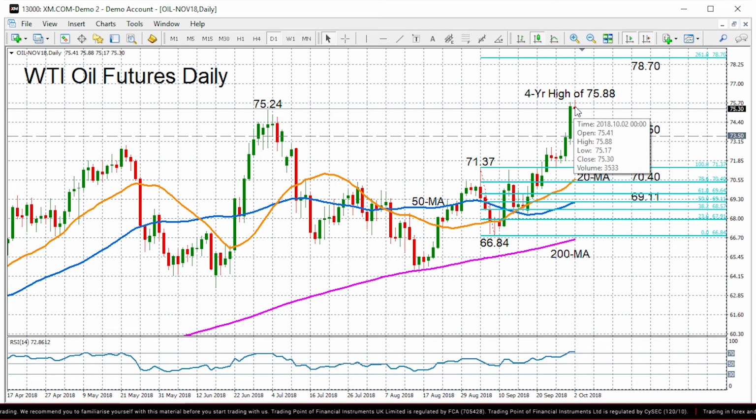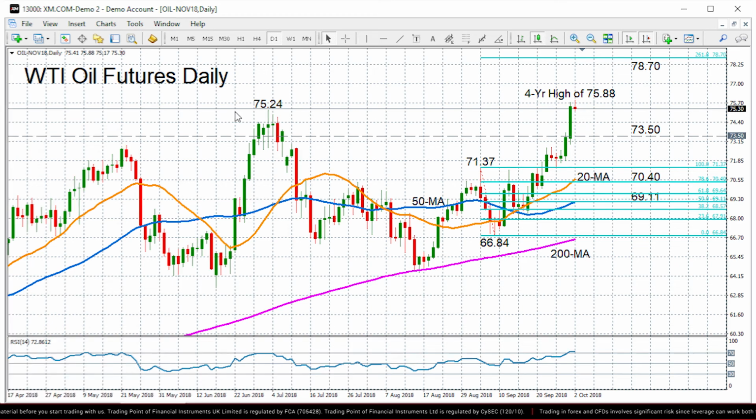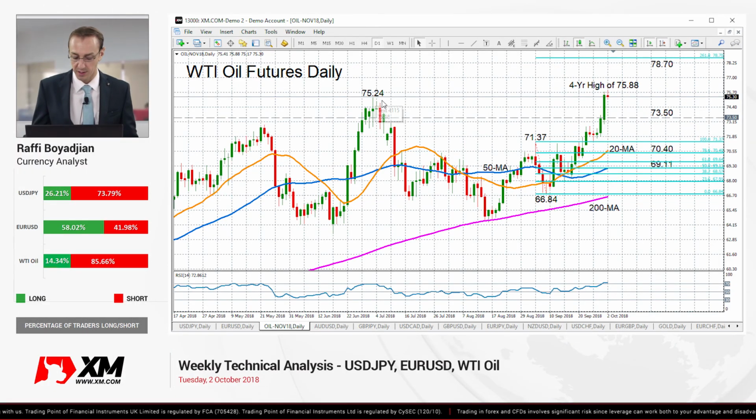We would need to see further gains in order to see a stronger bullish picture in the medium term, given that prices have been consolidating since late June.